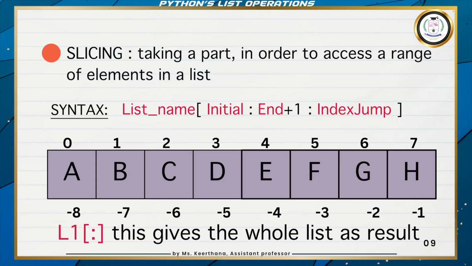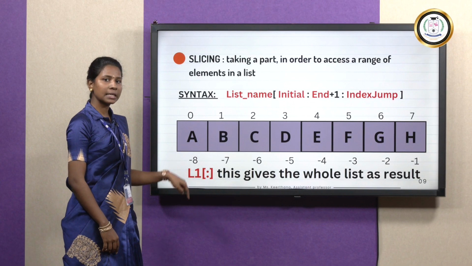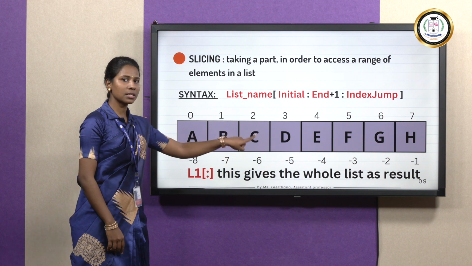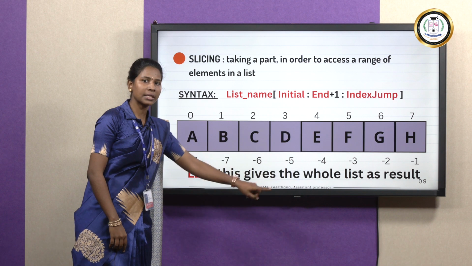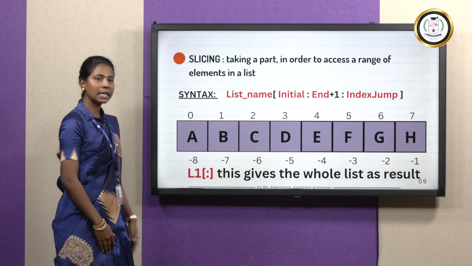So, the first one, A, will be printed if the jump index is the default +1. 0 plus 1 is 1, the next index is 1. So, B will be printed, again 1 plus 1 is 2. So, C will be printed, 2 plus 1 is 3, then D will be printed. So, till the length of the list, the whole elements in the list will be printed if I just simply give it like this.